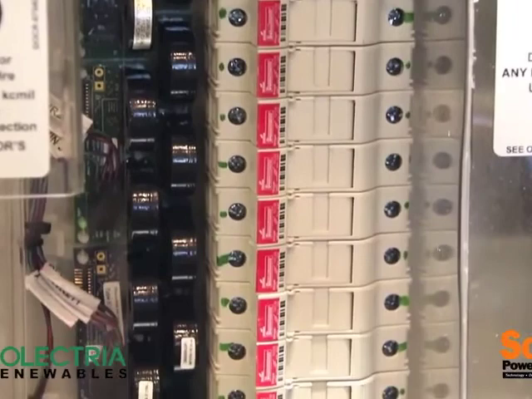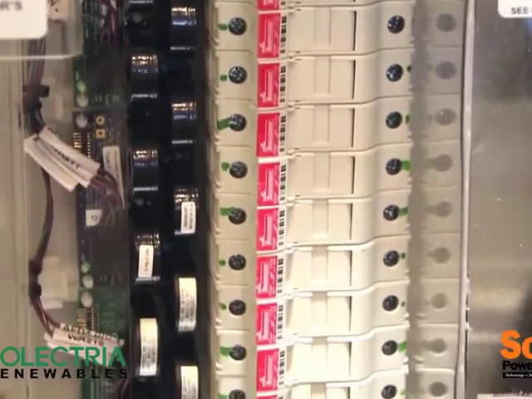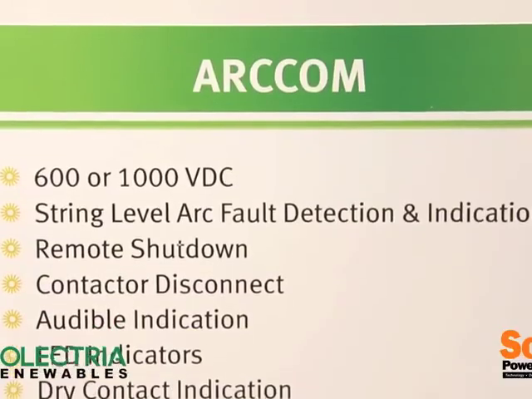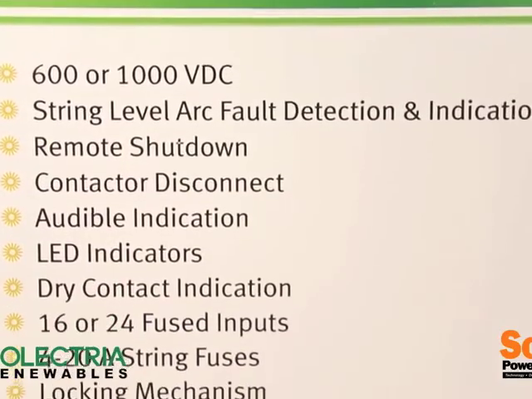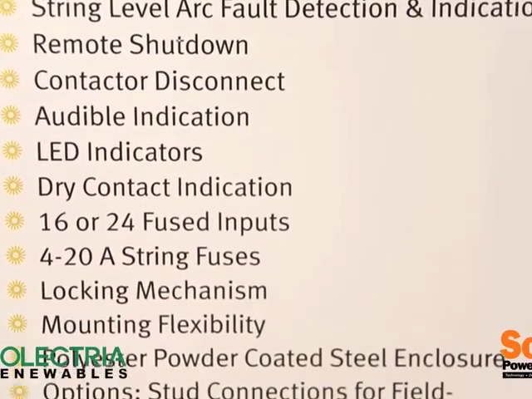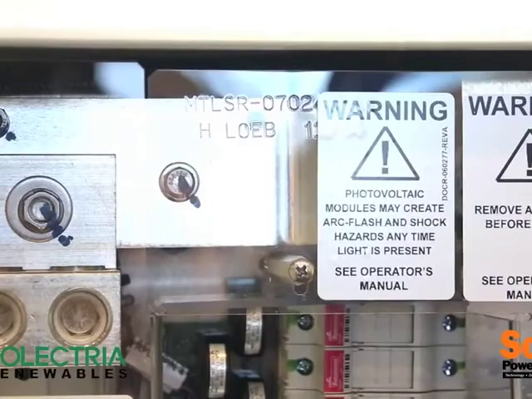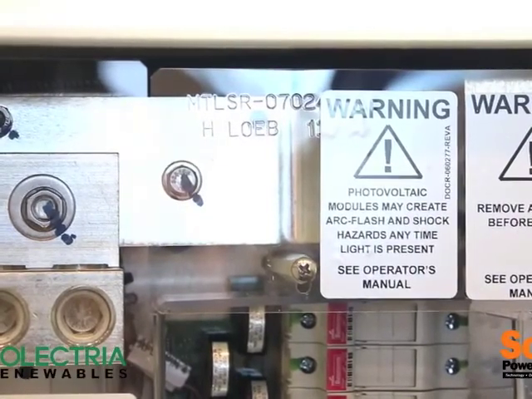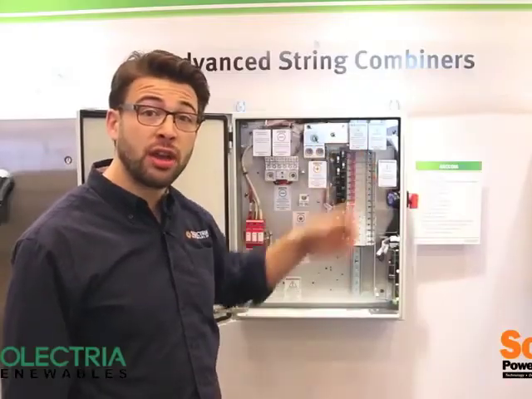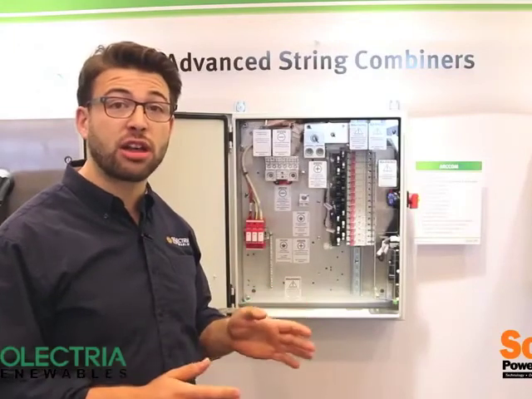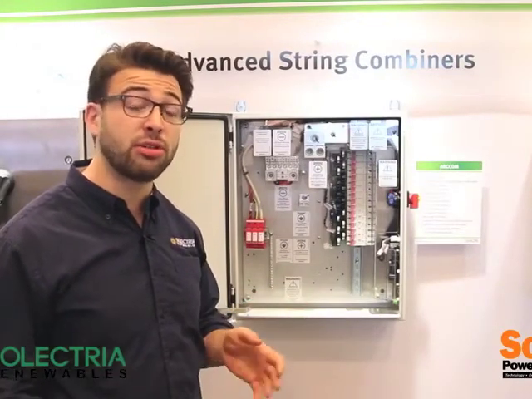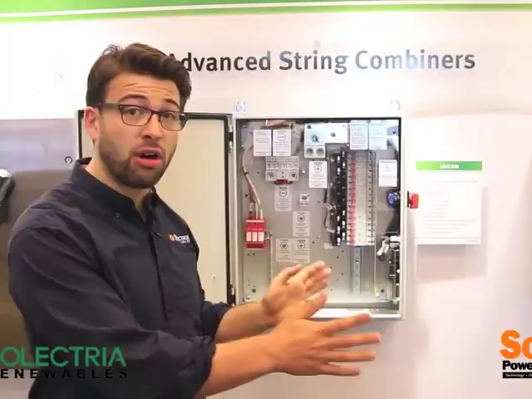The advantage of string-level arc fault detection is that you're able to accurately detect arcs and minimize nuisance tripping, which then minimizes service trips to the site. The arc fault combiner comes with a DC vacuum contactor, so when an arc is detected, the contactor opens up and you've isolated that combiner box from the rest of the inverters. The inverter is still able to operate, you've just isolated that part of the array.